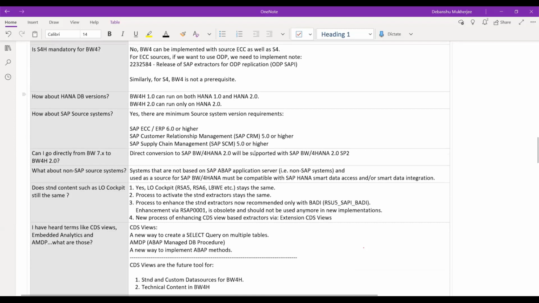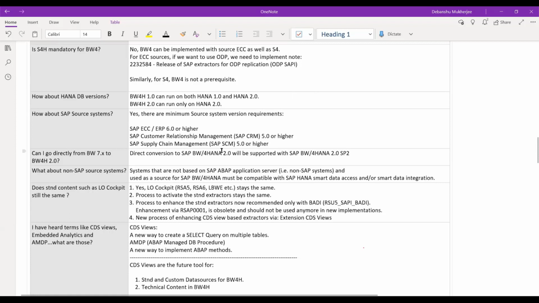Okay, next question. How about HANA DB versions? For HANA DB versions, what you have to remember is, if you are using BW4HANA 1.0, it can run on both HANA 1.0 and 2.0. I'm talking about the database. But BW4HANA 2.0 can only run on HANA 2.0. It cannot run on HANA 1.0. So that's definitely a dependency there. So if you have HANA 1.0 and you want to go for BW4HANA 2.0, you have to mandatorily upgrade your HANA database to 2.0.